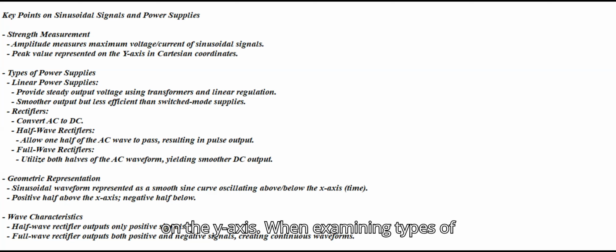When examining types of power supplies, we can look at linear power supplies and rectifiers. Linear power supplies provide a steady output voltage, typically using transformers and linear regulation. Their output may be smoother, but is less efficient compared to switched-mode power supplies. Rectifiers, which we've been discussing, include half-wave and full-wave types. These devices convert AC to DC.